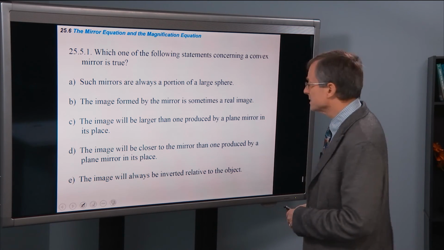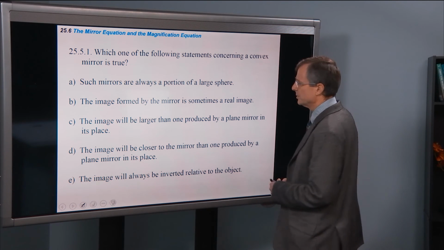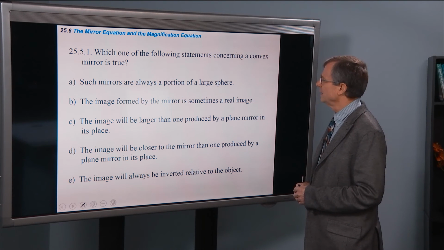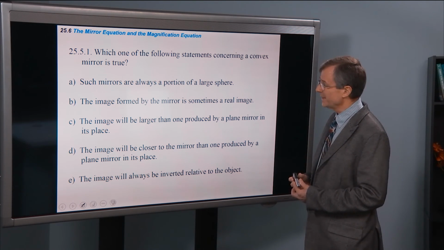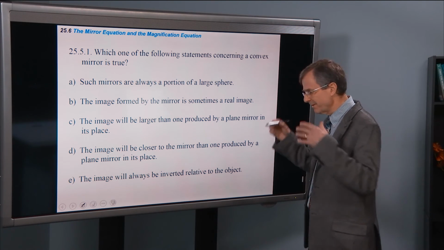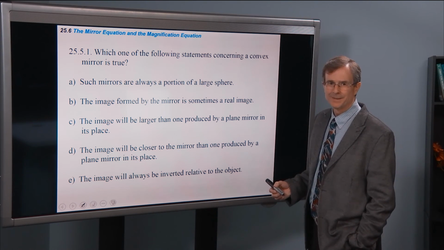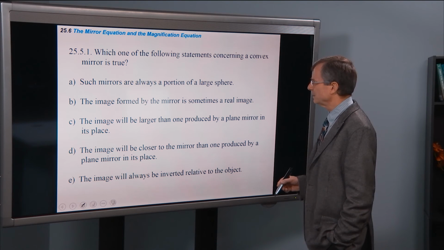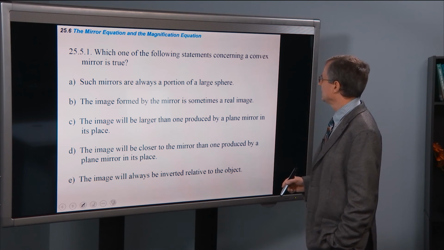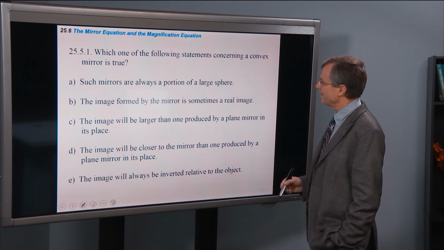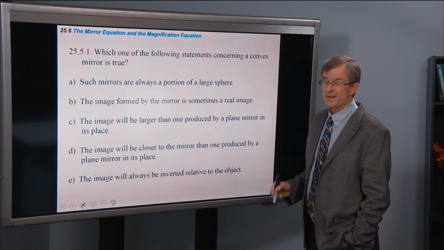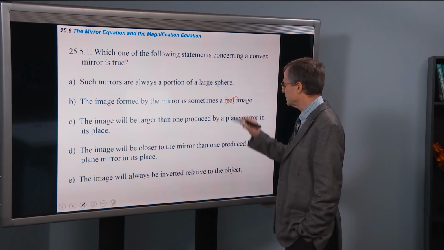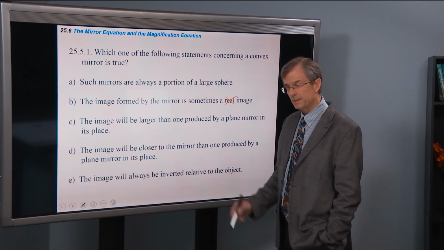Which of the following statements concerning a convex mirror is true? Such mirrors are always a portion of a large sphere. Actually, they can be parabolic. I mean, most of everything we're talking about here is spherical. The image formed by the mirror is sometimes a real image. That's not true. In fact, it's never true. It's always going to be a virtual image behind the mirror.